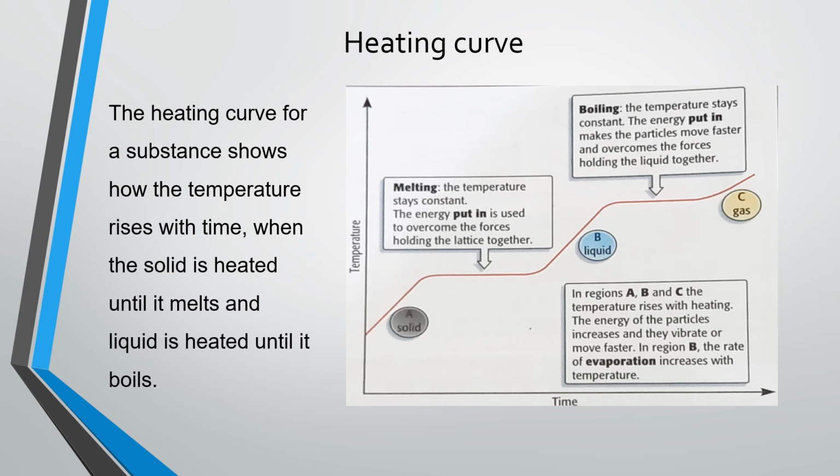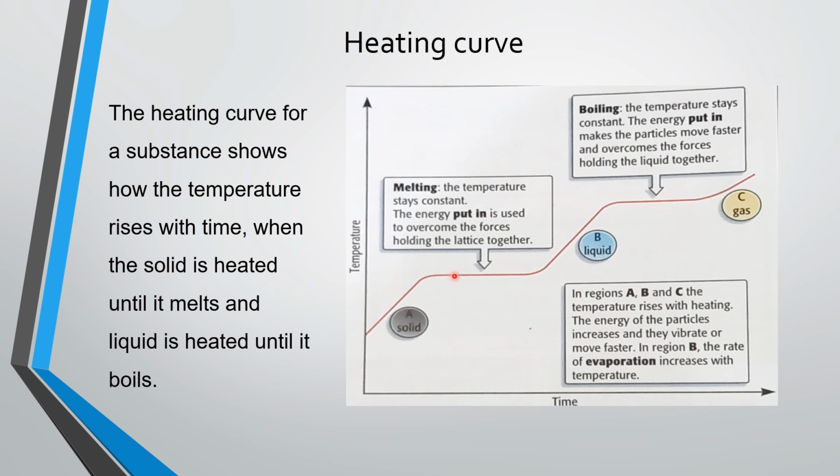Heating curve. The heating curve for a substance shows how the temperature rises with time when the solid is heated until it melts and the liquid is heated until it boils. So this is the diagram of a heating curve. When a solid is heated, the temperature of the solid rises. At a fixed temperature called the melting point, the solid starts melting. During this process, the temperature remains constant. The heat provided is used to overcome the forces holding the lattice together.